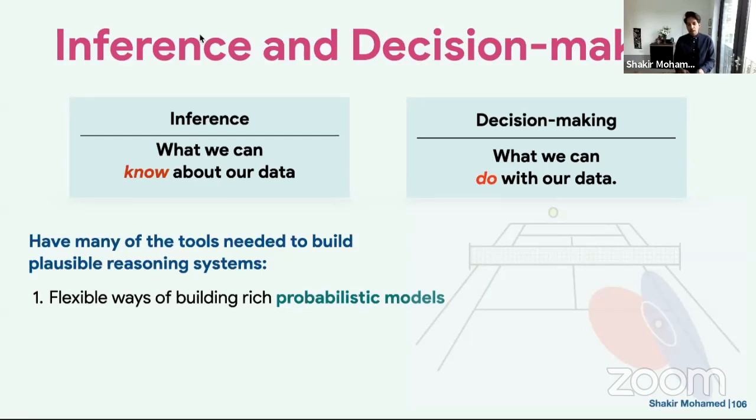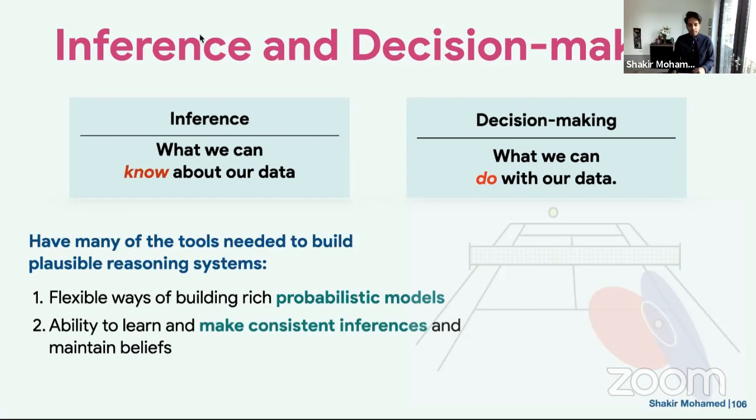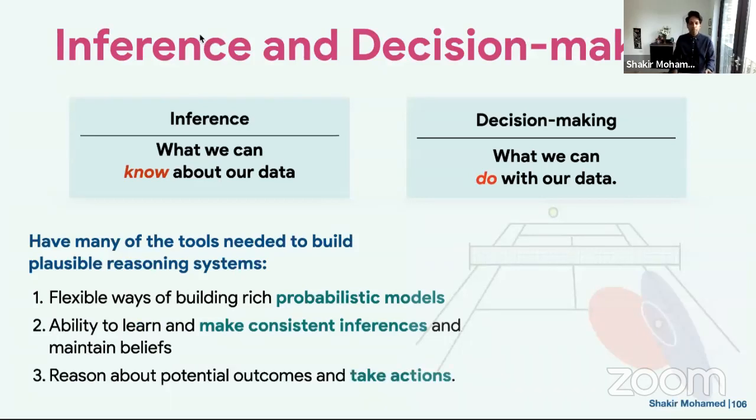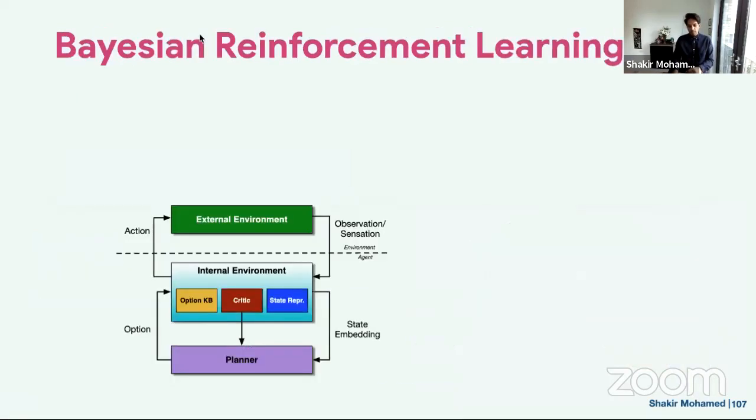Jaynes's book on Bayesian thinking, which is that you want to build plausible reasoning systems. To do that, we have probabilistic models. We have ways of making consistent inferences and maintaining beliefs using the methods of Bayesian computation and approximation. And now I want to talk about how we can reason about potential actions and outcomes. You know some of this already because you know about reinforcement learning and causality and thinking about interventions in those ways.